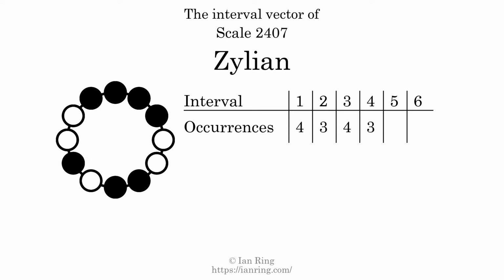There are 3 intervals with the size of 4 semitones. They are here, here, and here. There are 4 intervals with the size of 5 semitones. They are here, here, here, and here. There are 3 intervals with the size of 6 semitones. They are here, here, and here. Each interval does not appear in this scale a unique number of times, so this is not a deep scale.